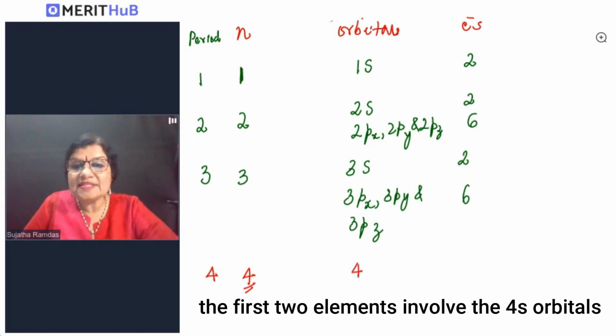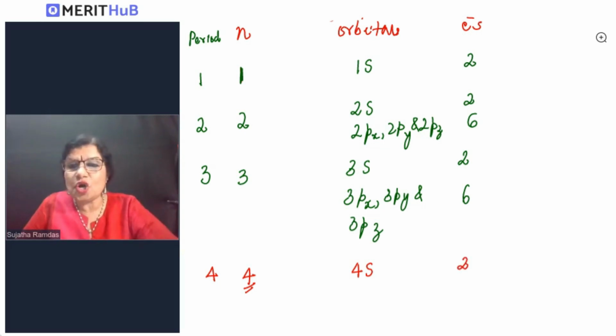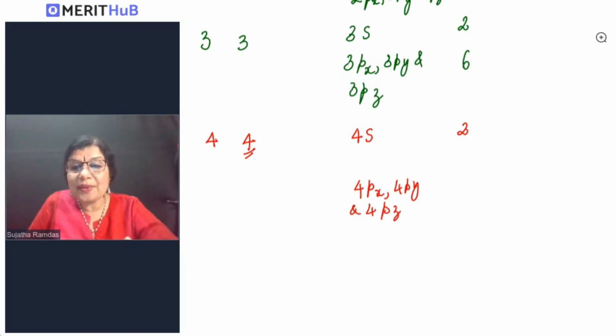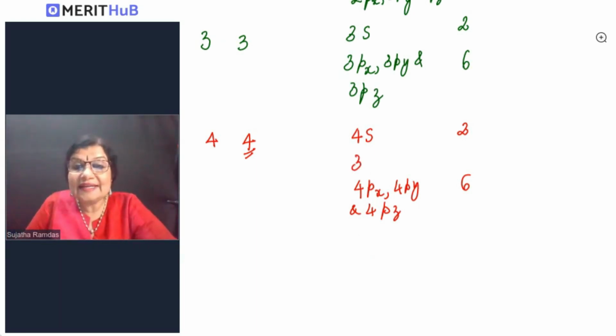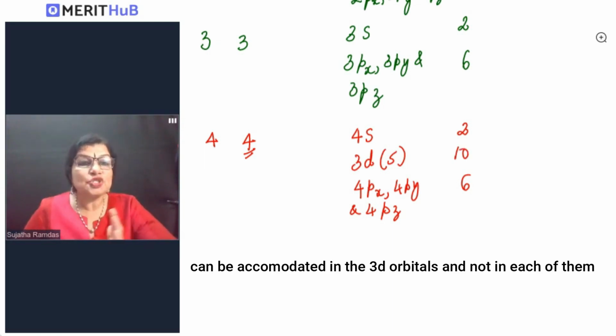The first 2 elements are present in the 4s orbital, 4s1, 4s2. So 2 electrons in 4s, right? And then you have 4p, which is 4px, 4py, and 4pz, and there are 6 electrons. But between 4s and 4p, you have 3d orbitals. There are 5 3d orbitals, and therefore 10 electrons can be accommodated in those 5 3d orbitals.